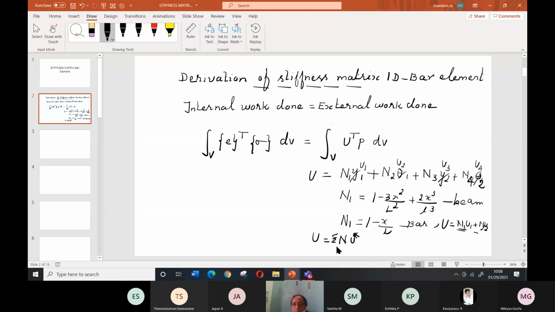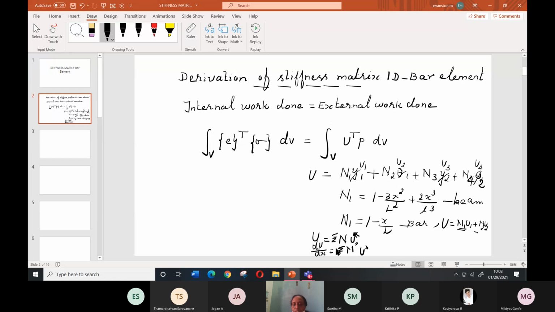So what I will do is, if I am differentiating this one, suppose you take the displacement at a particular value and take the derivative of this one, what will I get? That is equal to summation of n dash. N dash means derivative of this, because the n term consists of the x term. So I will take it as n dash into u star.